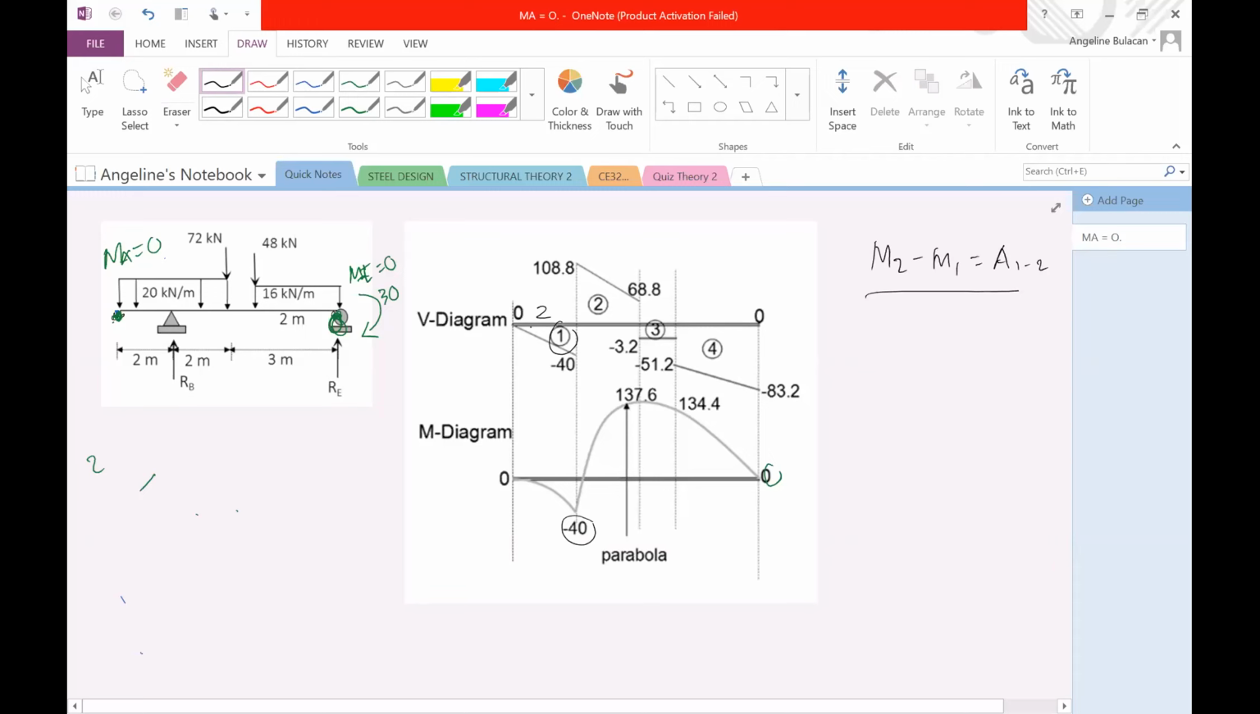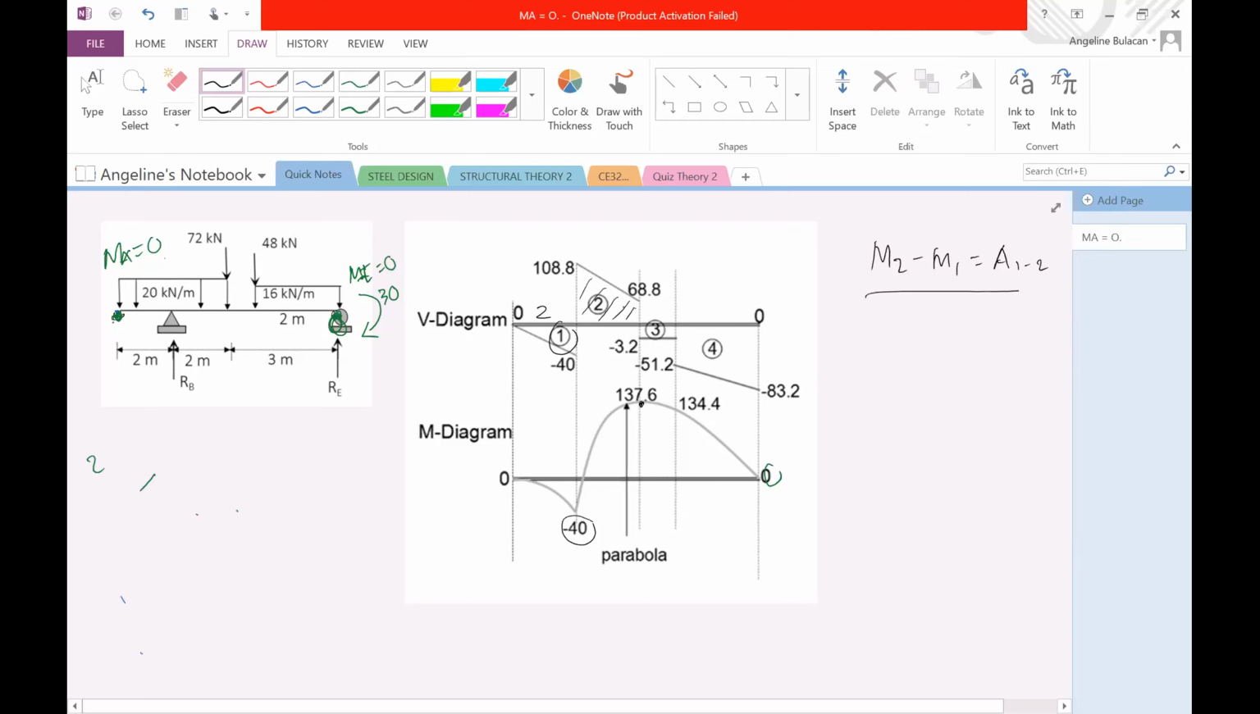This is one half base times height, 0.5 times 40 times 2. So, ang ating moment is negative 40. Next, ano naman yung moment mo at this point? Yung negative 40 plus area 2. Ito namang area na to. So again, yung value na to is equal to area 1. Tapos, yung value dito is equivalent to negative 40 plus area 2.